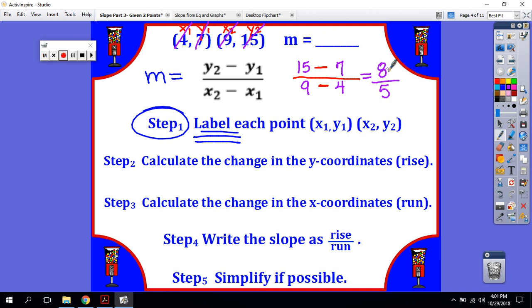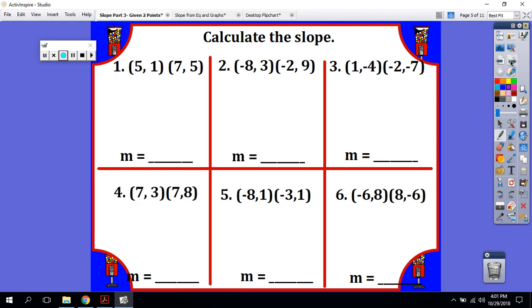Can 8 be divided by 5 and get a whole number? No. All right, can we simplify it? Is there a number that goes into 8 and 5 that will make this a smaller fraction? No. So this is in simplest form. The slope of a line that passes through the points (4, 7) and (9, 15) is 8/5. 8 over 5. Rise 8, run 5. Okay? Let's do some more. Here we go.